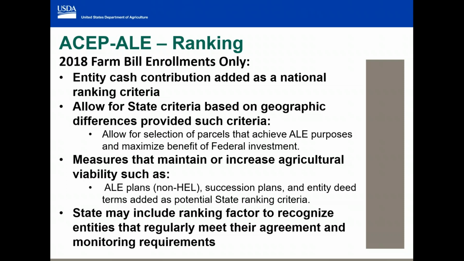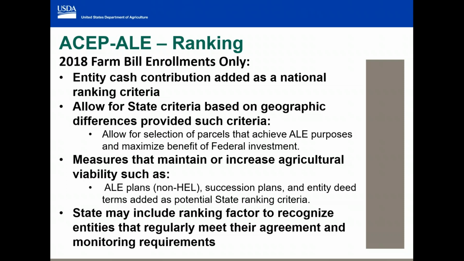Previously, NRCS, we included this flexibility for states to develop these criteria. The statute added these specific requirements that any such criteria accomplish these two things, that they achieve the purposes and maximize the benefits. Additionally, there was language to focus on measures that maintain or increase agricultural viability as ranking considerations. So we've added that to the list of state ranking criteria.